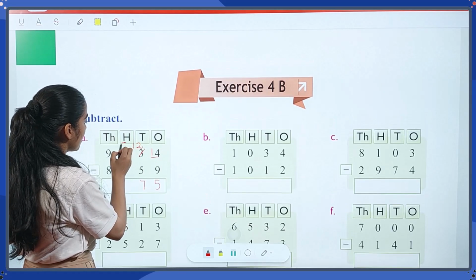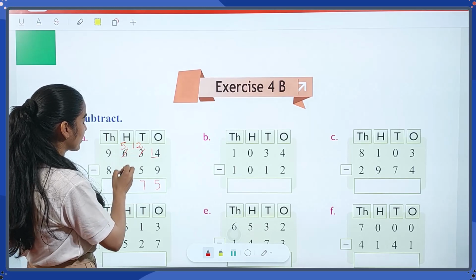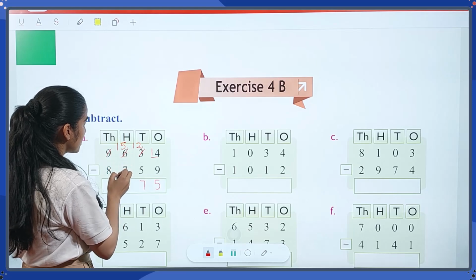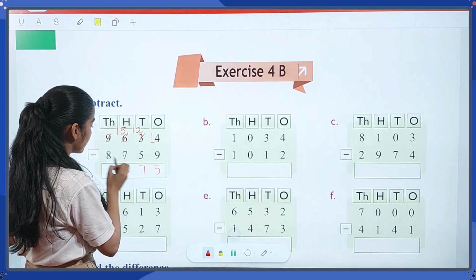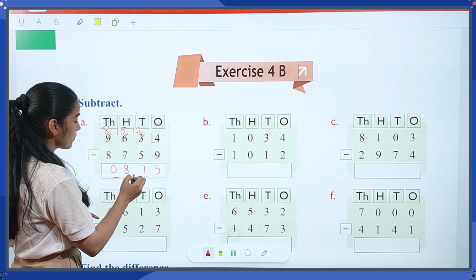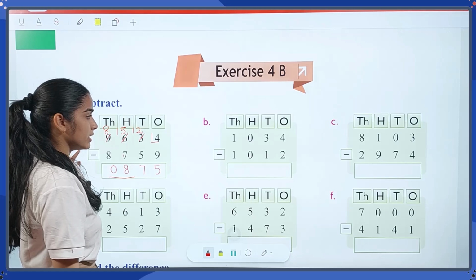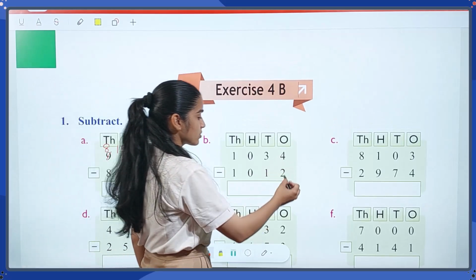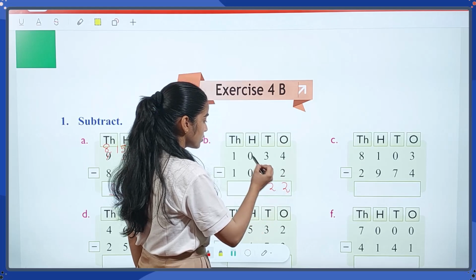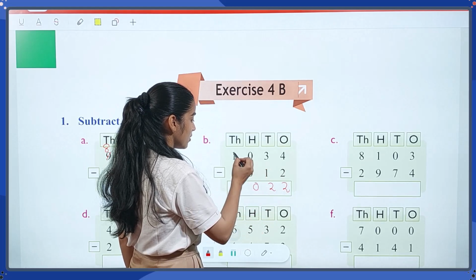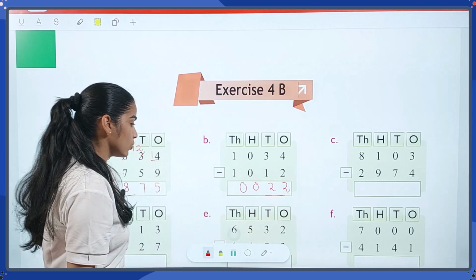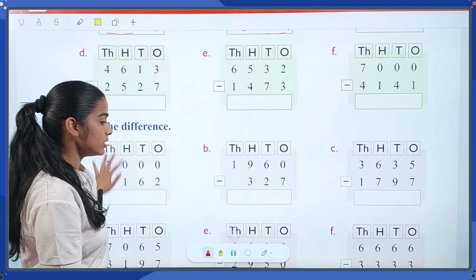Now 7 could not get subtracted from the 5. So we have to take again a carry. 15 minus 7 is 8. And 8 minus 8 is 0. So this is your final answer, 875. Now 4 minus 2 is 2. 3 minus 1 is 2. 0 minus 0 is 0. 1 minus 1 is 0. So here is your answer, which is 22. So in the same way, you have to solve these questions.